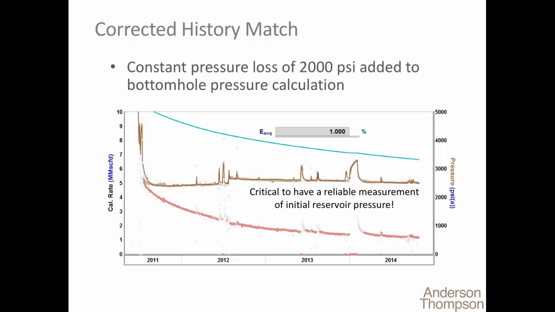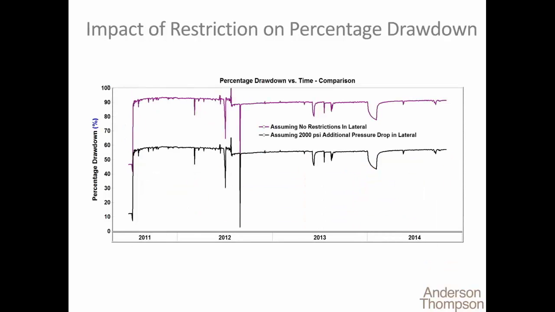Now, what if, well, I'll get there. I first want to take a look at the percentage drawdown plotted through time. We thought we were in purple at 90%. We're probably closer to 60% drawdown. This well has performance uplift potential.